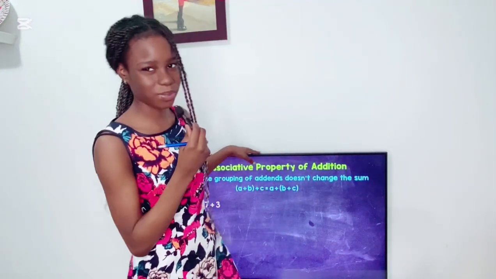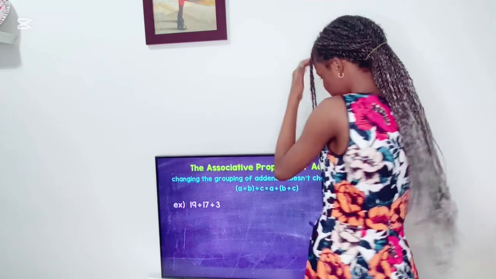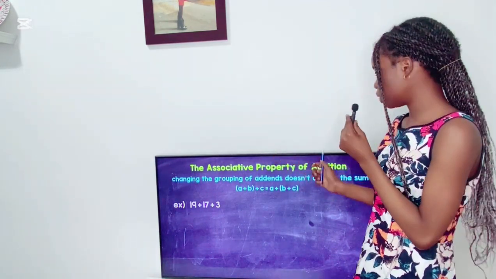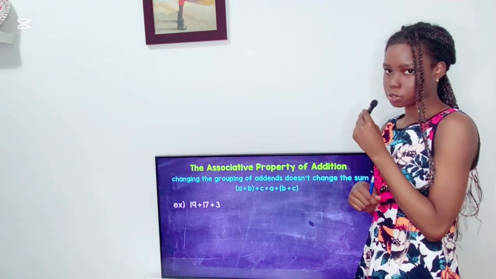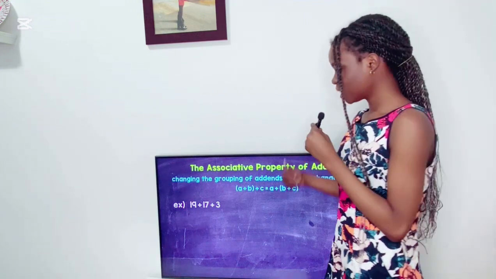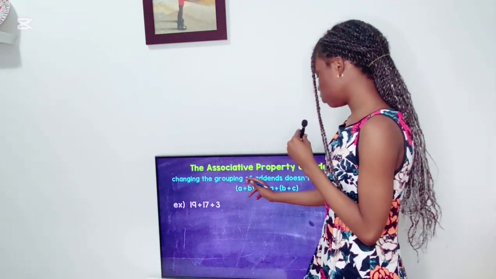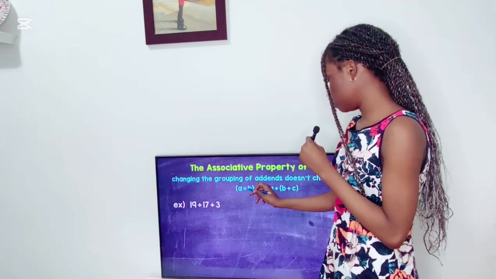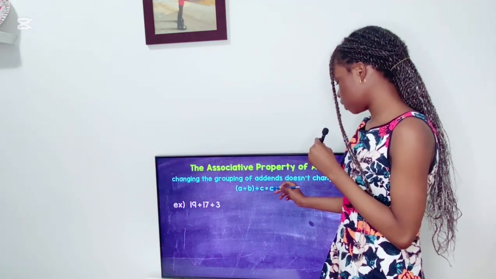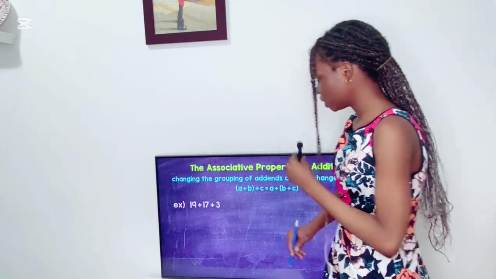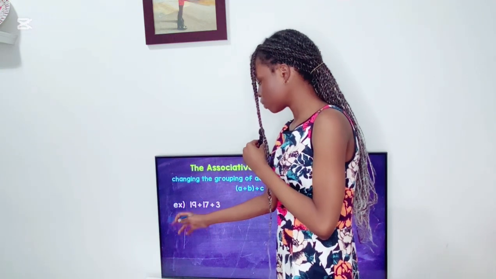All right, family. So as you can see, you have a classwork on associative property, but specifically of addition. Okay, we're being more specific. You're also going to have one on multiplication as well. So remember, changing the grouping of addends doesn't change the sum. So A plus B plus C is the same thing as A plus B plus C. I mean, literally.